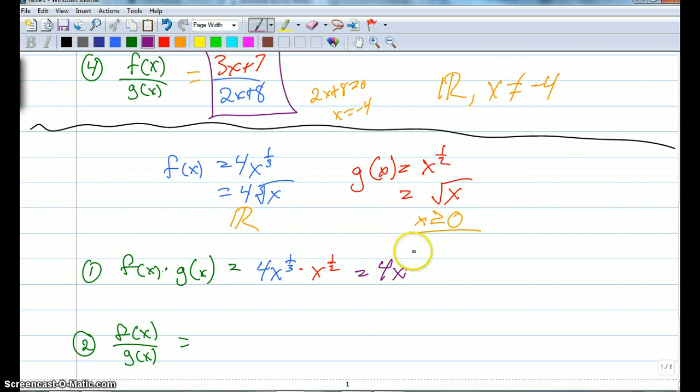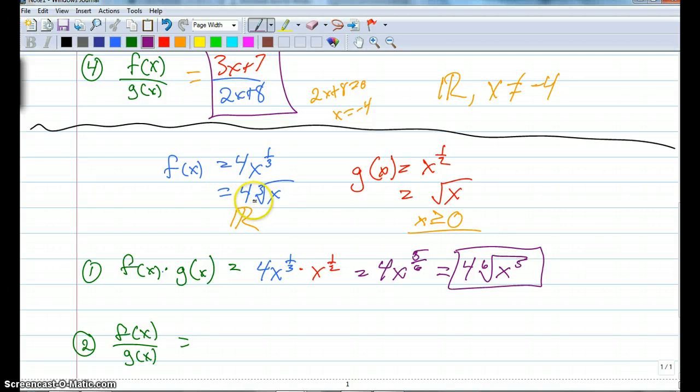4 times x to the 5/6. Now, while we use the fractional exponents to get this answer, our final answer should be written in radical form. So this is 4 times the 6th root of x to the 5th power. Okay, now that's our answer here, but we got to talk about the domain and range again.